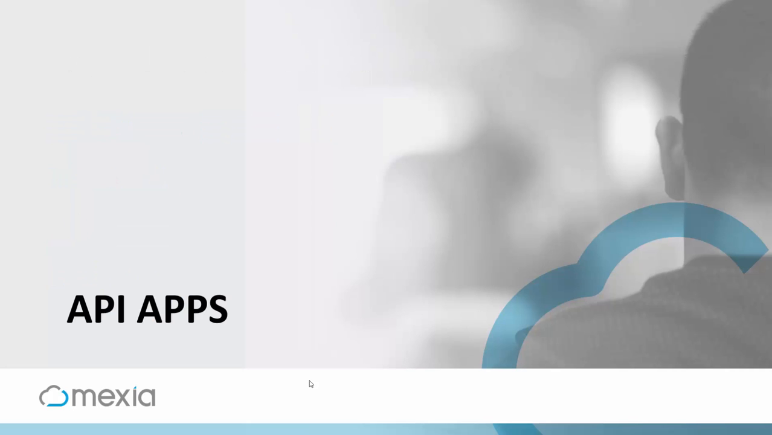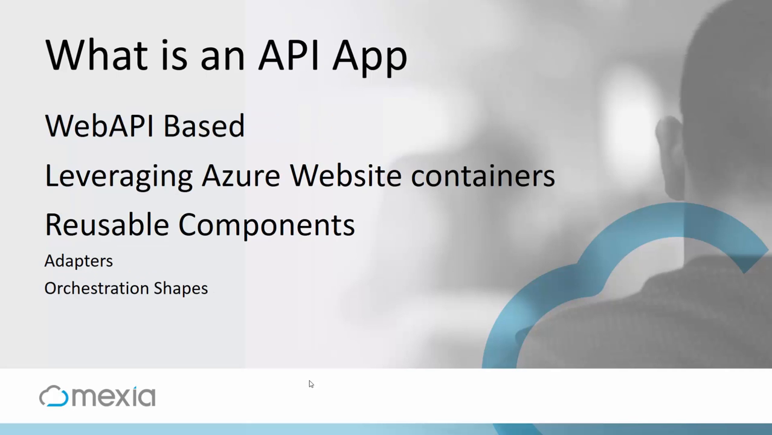So we're going to start off talking about the API app. Basically, every time I say API app, we can put web API in there, because that's what it is now. It's web API based. It's always been web API based. It's just the deployment model has changed in the last week or so.